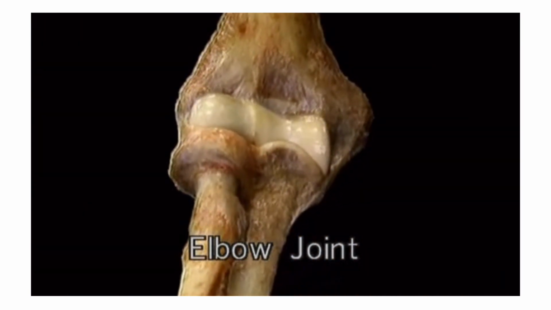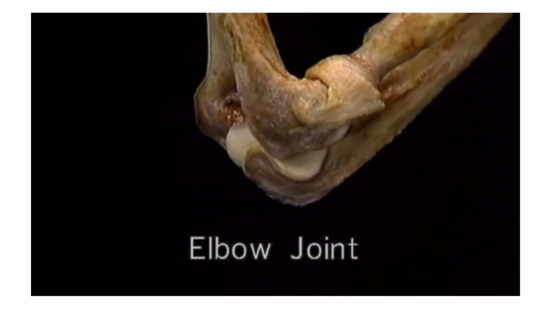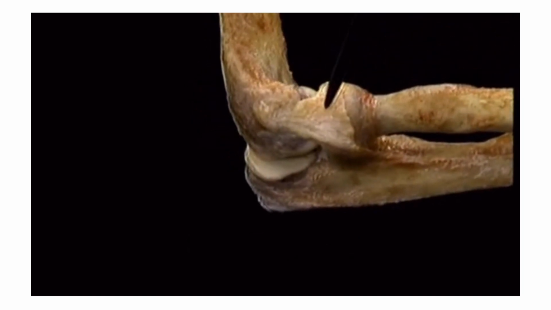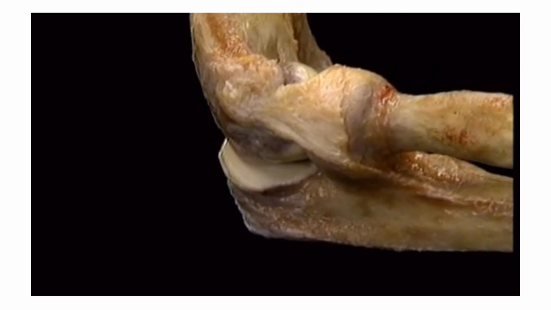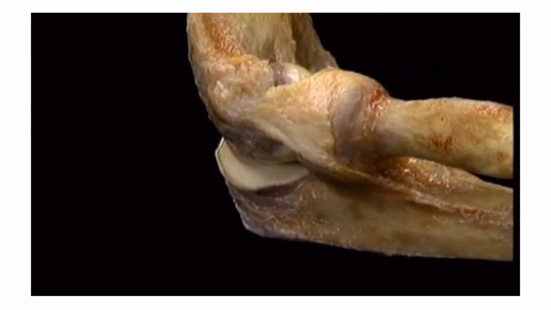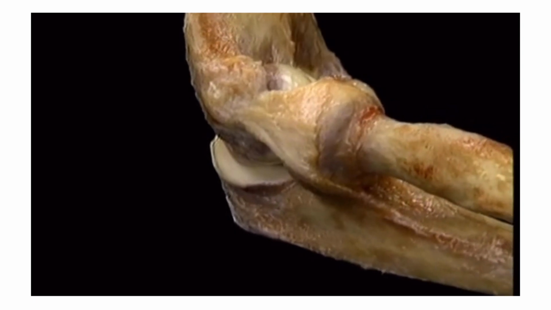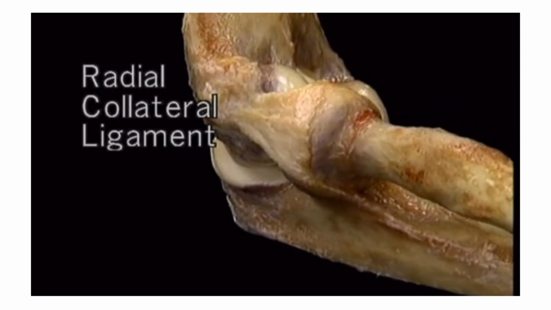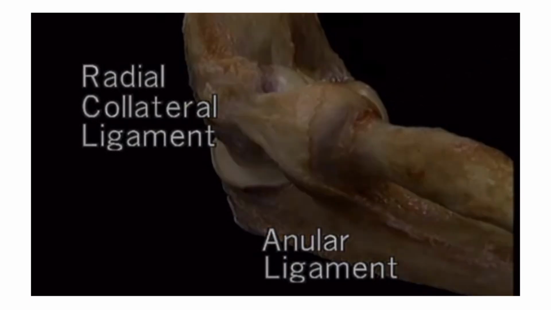Here's the front of the joint in extension, and here's the back of the joint in flexion. The key structure to understand is this remarkable ligament, which not only holds the radial side of the elbow together, but also holds the rotating head of the radius in place against the ulna. It has two parts. This part is the radial collateral ligament. This part is the annular ligament.